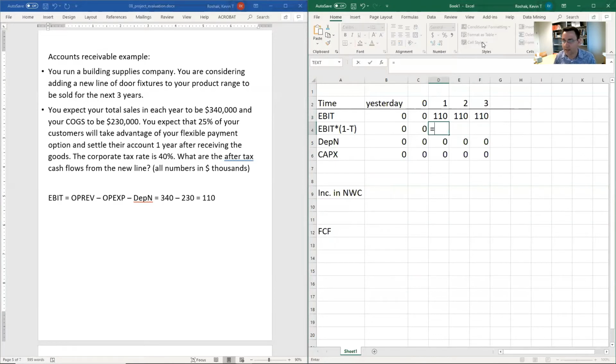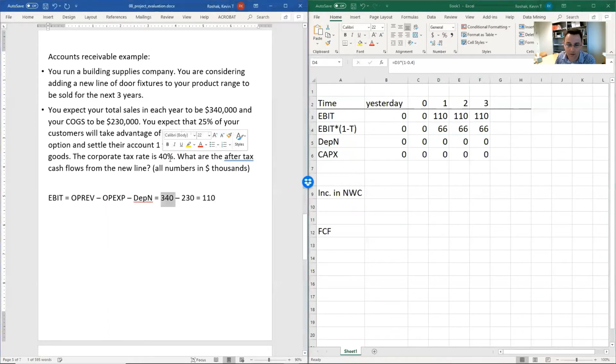So that allows us to calculate our NOPLAT. It's just going to be the EBIT times 1 minus our tax rate of 40%. So each of the next 3 years, we have a NOPLAT of 66. The tax rate is coming from here in the problem, 40%. Okay, so 60% of 110 is 66. All right, so right away, we're done with these first 3 pieces of the free cash flow equation. We need to settle on this net working capital.